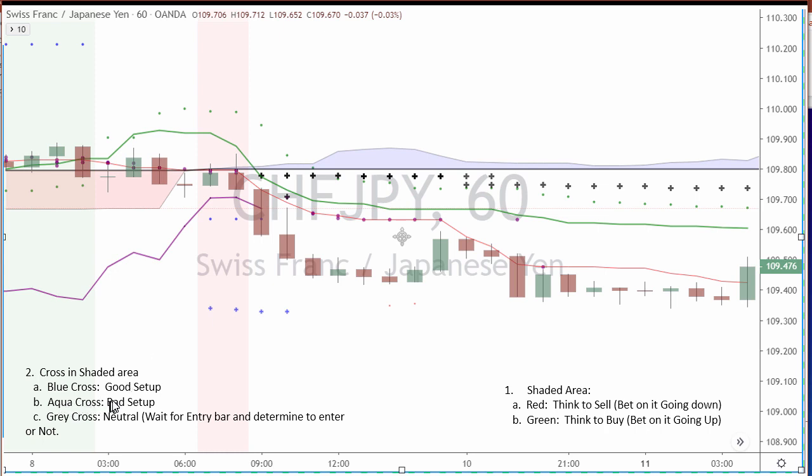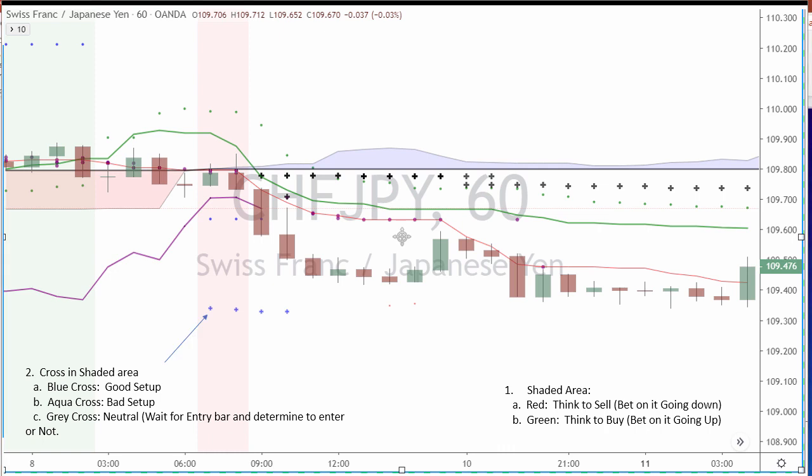If it's an aqua color, like a light blue, then you would not place an order at all. It's got a low probability of succeeding. It's got a high probability it's going to reverse. If you got a gray cross, then you have to wait to see if it does break out, and then at that point you could evaluate it. So if you want to keep things simple, just take only the setups that have the blue crosses in the shaded area, and those you know are going to be good setups.